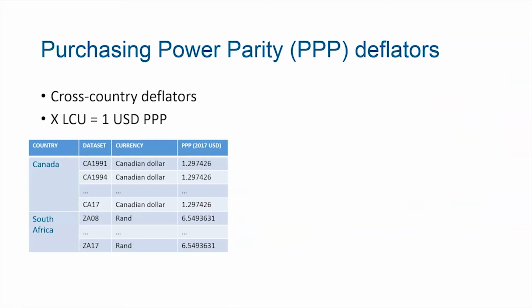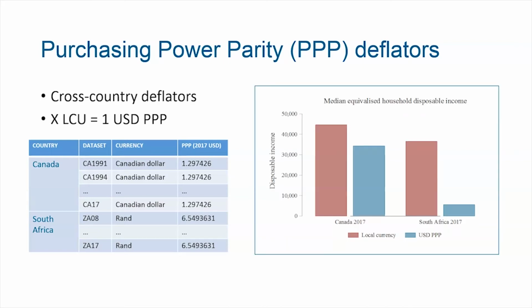Purchasing power parities are exchange rates used to compare income and wealth across countries. They do so by converting local currencies into PPP-adjusted international dollars, where one international dollar can buy the same amount of goods and services within each country. LIS provides PPP deflators for years 2011 and 2017. The figure on the right side shows that the median individual in Canada is about 6 times as rich compared to the median individual in South Africa in 2017.